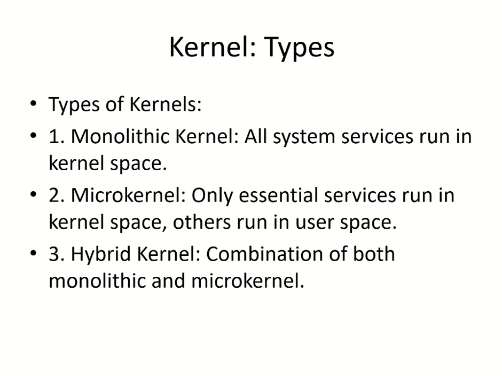Kernel types: monolithic kernel, microkernel, hybrid kernel. Monolithic kernel: all system services run in kernel space. Microkernel means only essential services run in kernel space, others run in user space. Hybrid kernel is a combination of both monolithic and microkernel.